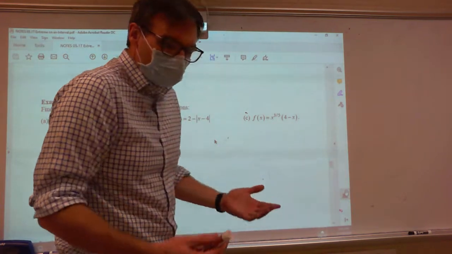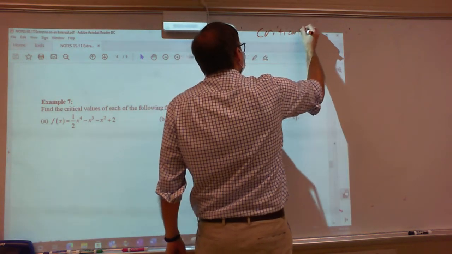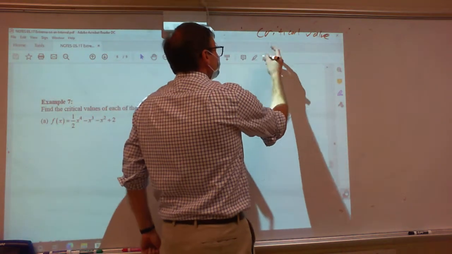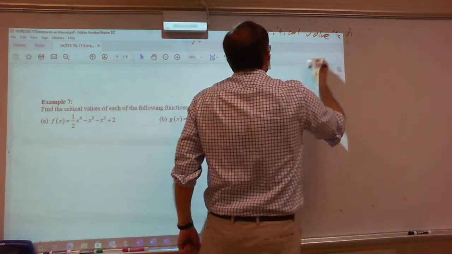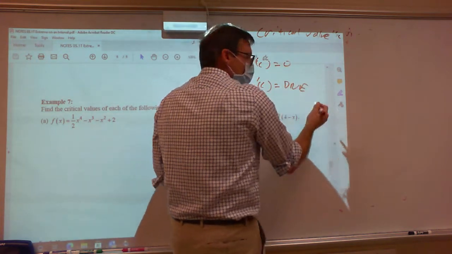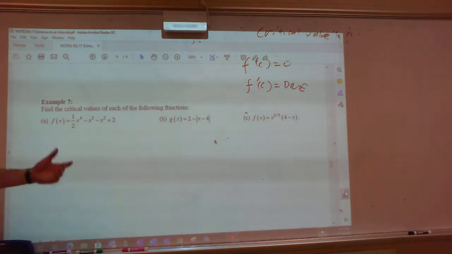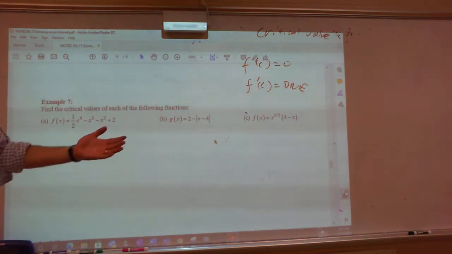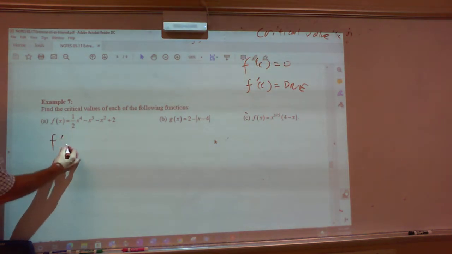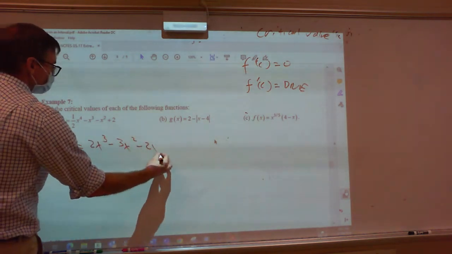So now, this idea of a critical value. What's a critical value? As they've defined it, a critical value c is where f prime of c is equal to 0, or f prime of c is undefined, or does not exist. So we're going to look for all of my critical values, my x values. How I do that is I take the derivative and set it equal to 0. I want to find out where my derivative is 0. So I take the derivative of this, which gives me 2x cubed minus 3x squared minus 2x.